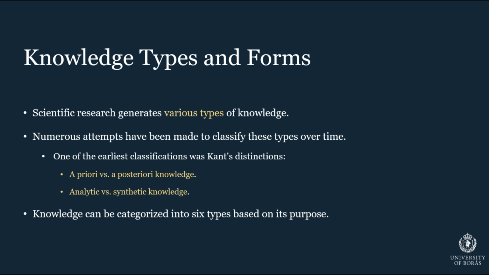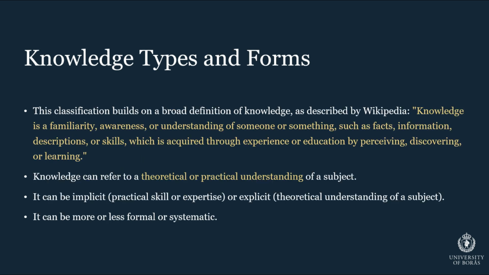Scientific research generates various types of knowledge, with many attempts to classify these types over time. One of the earliest was Kant's distinctions between a priori versus a posteriori and analytic versus synthetic knowledge. Knowledge can be categorized into 6 types based on its purpose. This classification is based on a broad definition of knowledge.